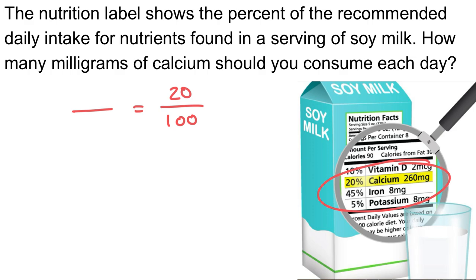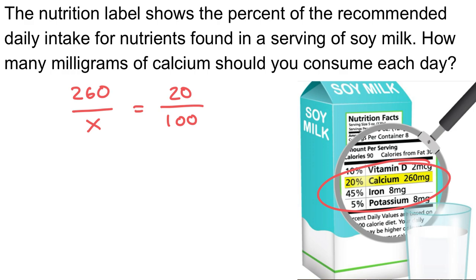The 260 is a little bit trickier, but what this label means on the back of this milk is 20% of calcium represents 260 milligrams. So the 260 and the 20%, they go together, so they're both going to be the numerators. What I don't know is the whole. So now I'm going to solve the proportion with x as my denominator, and I'm going to try to figure out what is the whole that 260 represents 20% of.